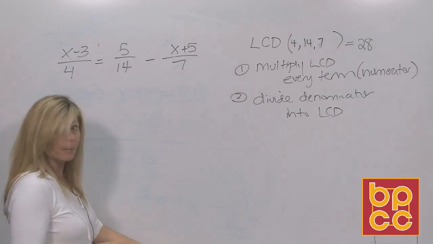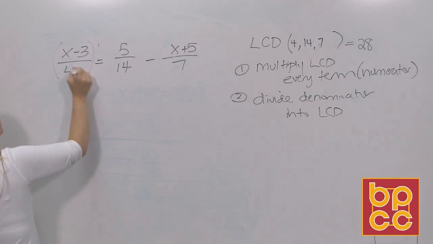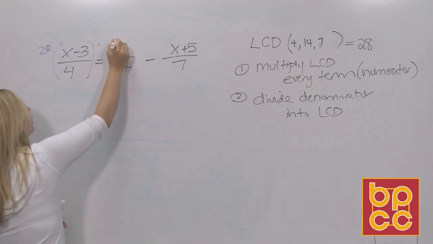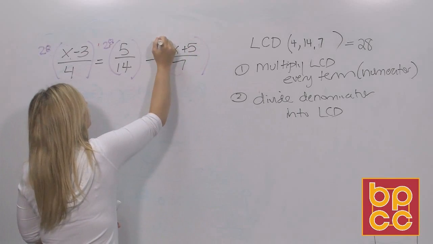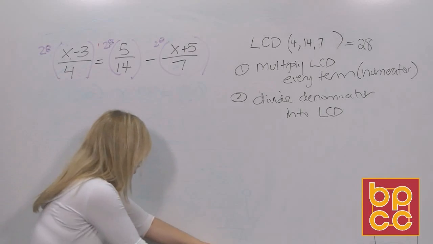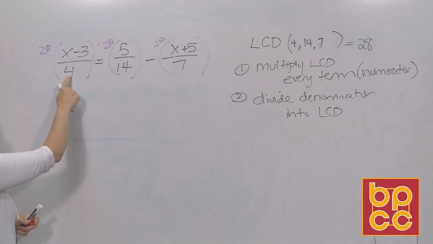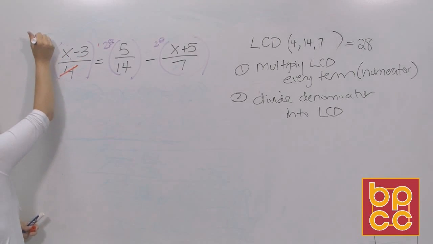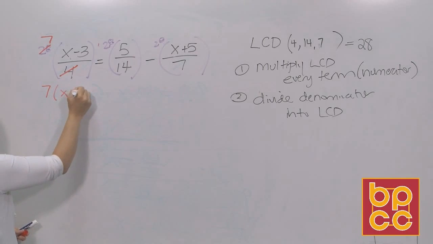So where are we going to put our LCD, guys? Very good. We're going to multiply it to the numerator. To the numerator. Okay? Are we actually going to do the work and multiply first? No, we're going to do the division first. We're going to get rid of the fraction. 4 doesn't divide into x minus 3, but 4 divides into 28 7 times. That leaves us 7 times (x minus 3).